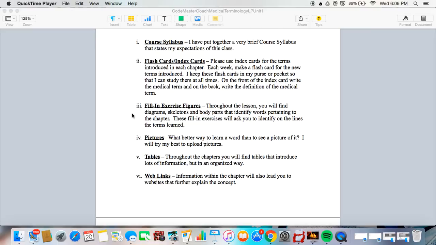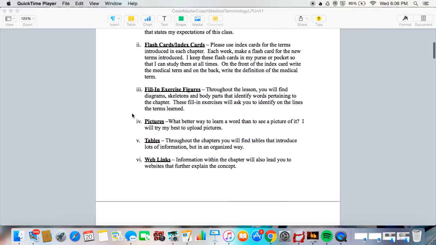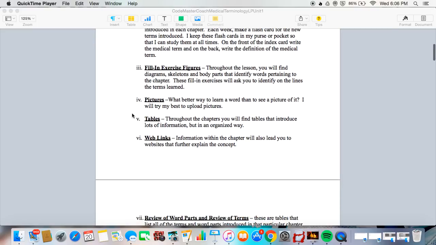You'll have diagrams, you'll have skeleton of body parts, and you have to go in and identify the words pertaining to that body part for that particular chapter. Pictures. What a better way to learn a word than to see a picture of it, right? Well, I will try my best to upload pictures. And then tables, I will do tables throughout each of the chapters because I found that tables help me to introduce a lot of information in an organized way.